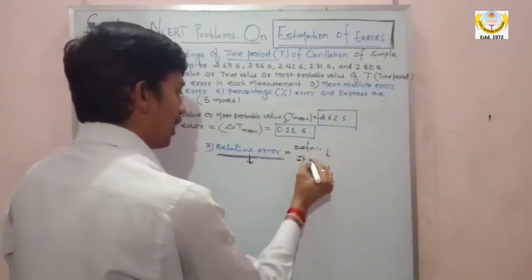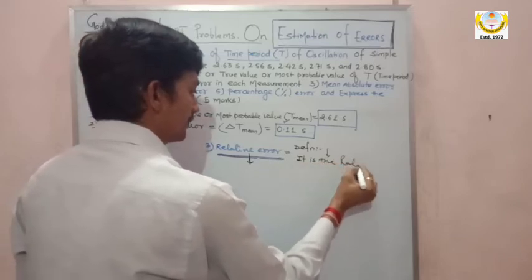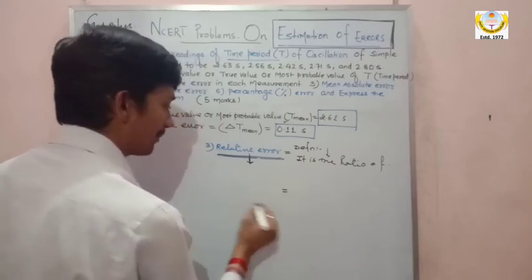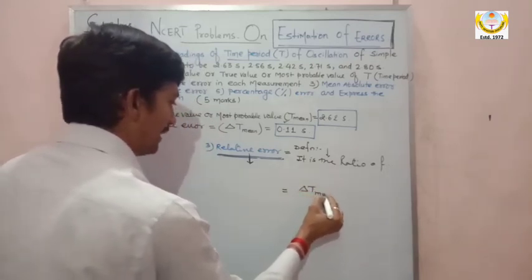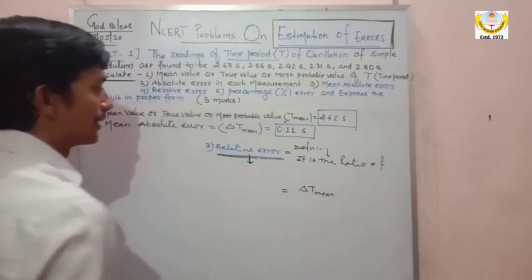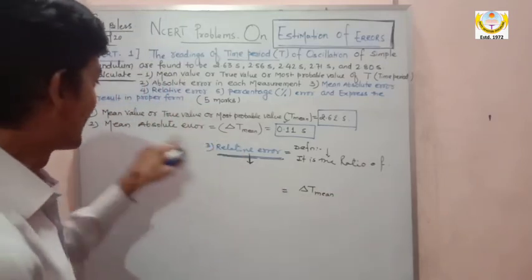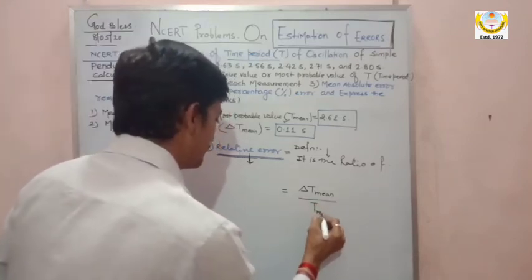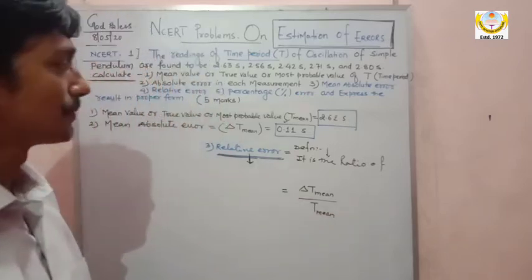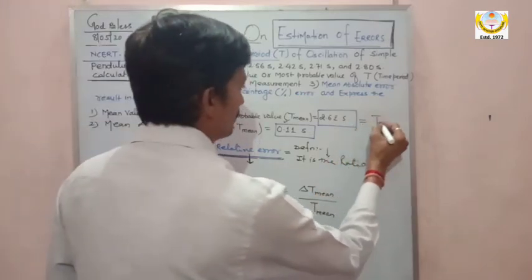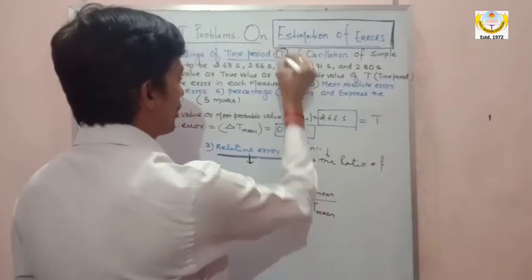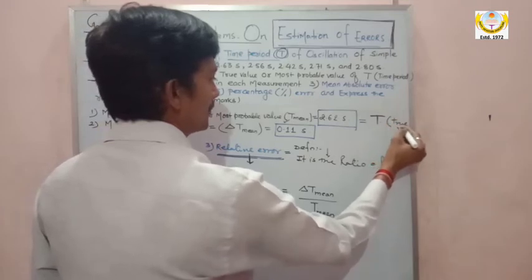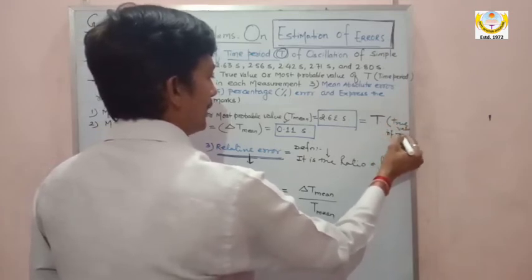Sir, it is the ratio of... here, my dear, is the answer. I am writing it in formula. See, delta T mean, sir, this is the mean absolute error, divided by T mean. T mean is also called the T value, because its denotation is T. So the true denotation is T. This is the true value of time period.